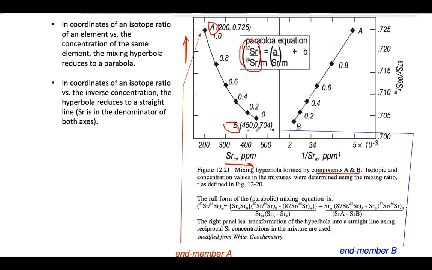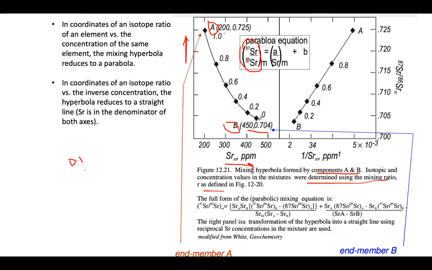So here these values indicate your known values. That means depleted mantle, continental crust, those are known values. And these isotopic and concentration values in the mixtures also were determined using the mixing ratios, that is R, right? Mixing ratio means the values that we applied, 0.1, 0.2, that means 10%, 20%, like that, right?